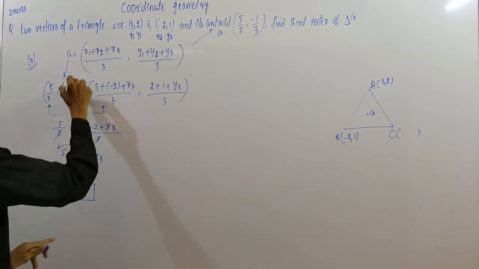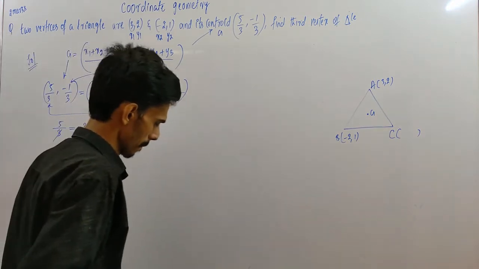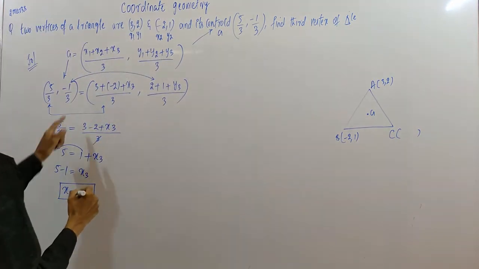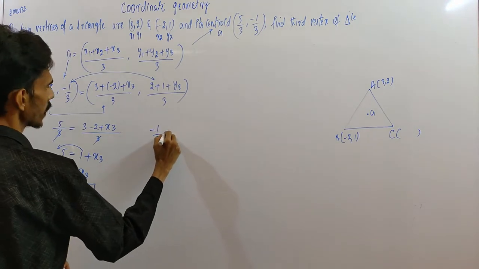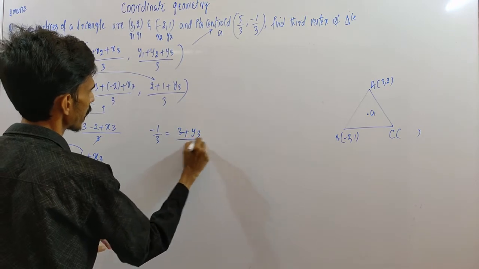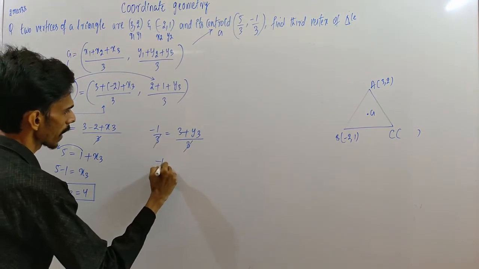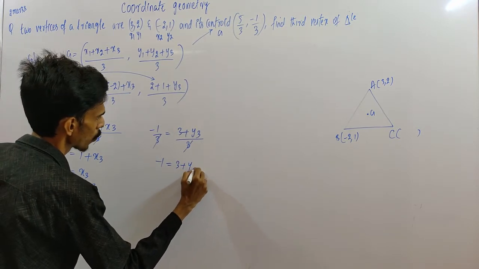Similarly, equate these two elements, second to second. We have minus 1 by 3 is equal to 2 plus 1, we have 3, 3 plus y3 divided by 3. Now this 3 and this 3 will get cancelled. We have minus 1 is equal to 3 plus y3.